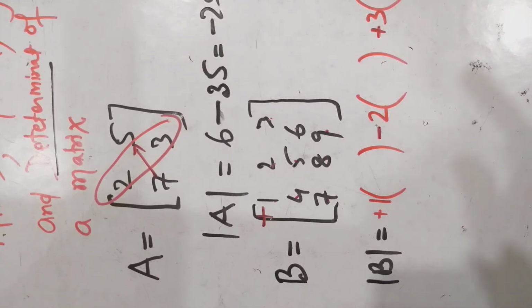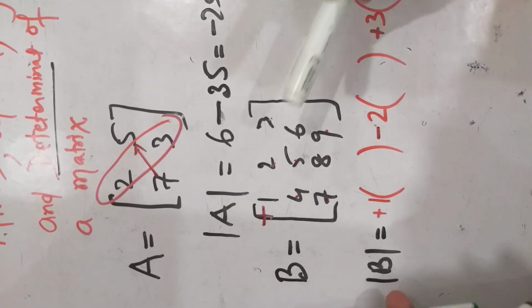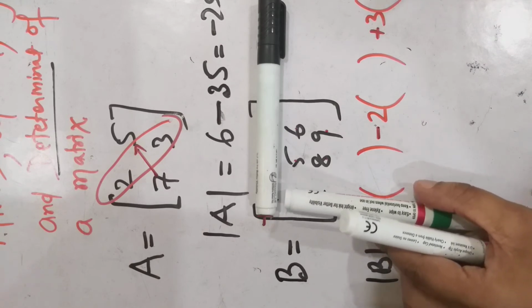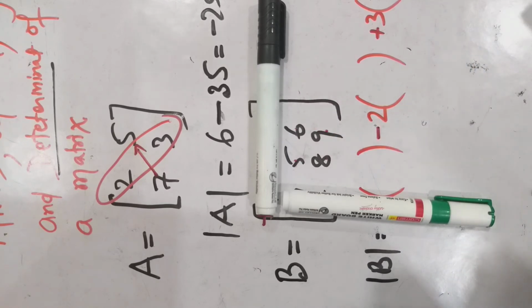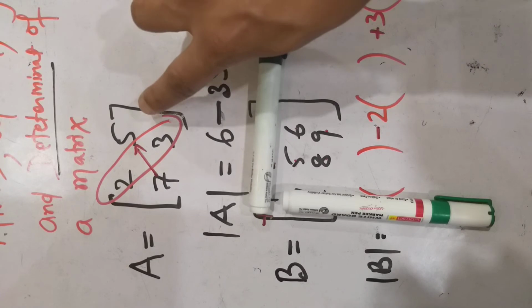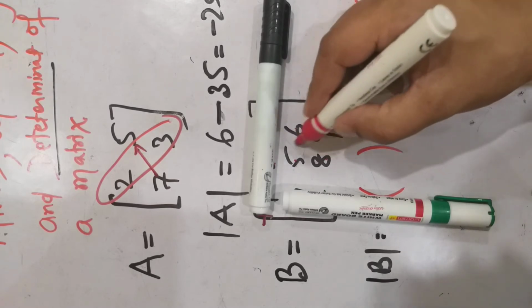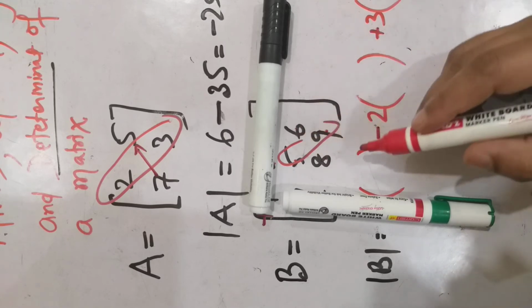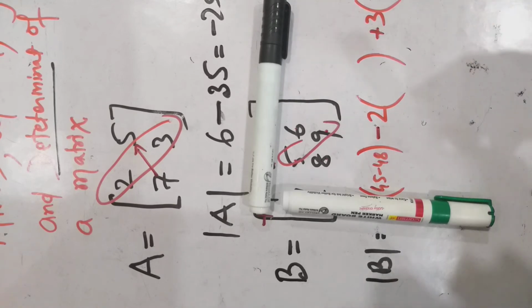Now the next very important thing is, what is the row and the column of 1? 1 is in the first row, block it. First column, block it. What do you get? 5 6 8 9. As you found the value of the matrix earlier, similarly follow this. 9 into 5 is 45, minus 8 6s are 48. So 45 minus 48. Whatever you get, you write.